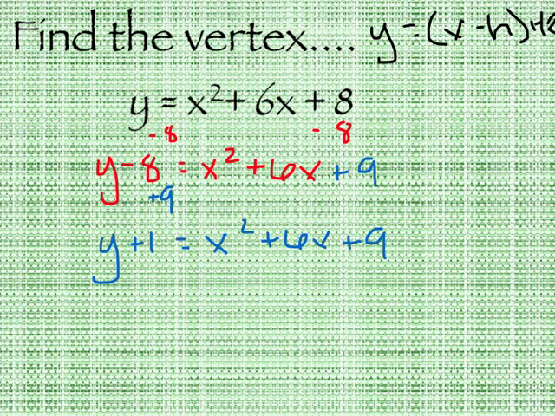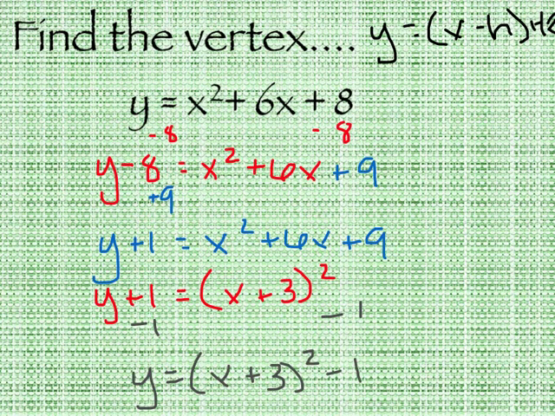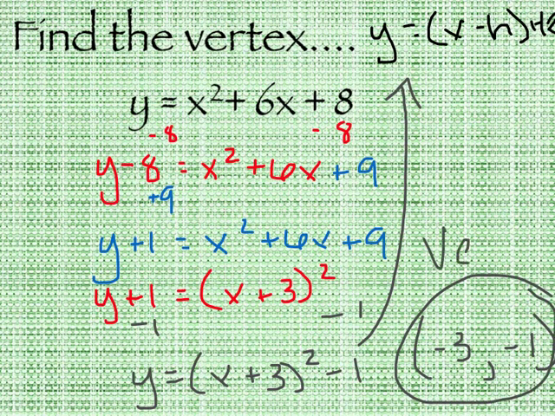Now let's do a little bit of factoring. We get y plus 1 equals x plus 3 squared. And then I can subtract 1 from both sides, and I get y equals x plus 3 squared minus 1. Now this certainly looks like it's written in that form, so I can easily pull out my vertex. If it's supposed to be x minus h, that means my h is negative 3. And if it's supposed to be plus k, that means that my k is negative 1. And that is my vertex.